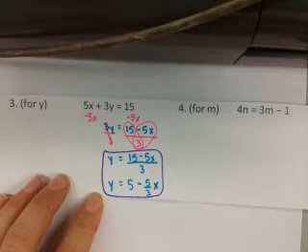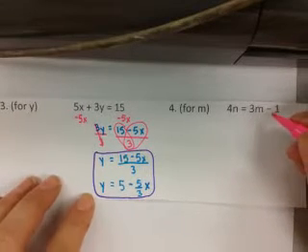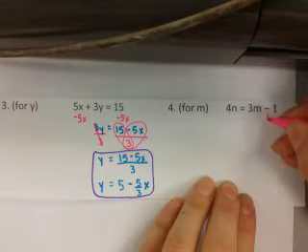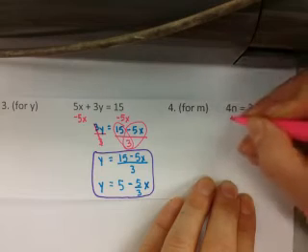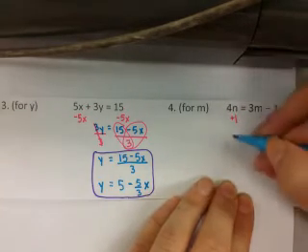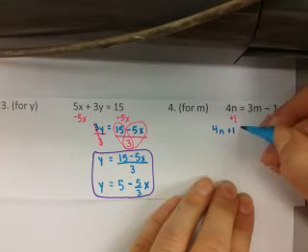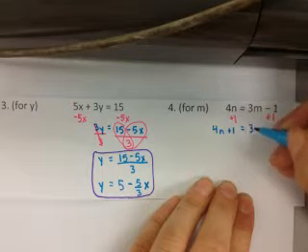Okay, problem number 4 asks us to solve for m. We want to get m by itself. So the easiest thing to get rid of is that negative 1. So I'm going to add 1 to each side of my equation. So now I have 4n plus 1 is equal to 3m.